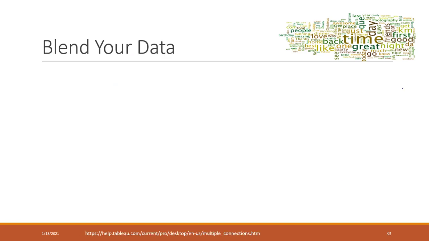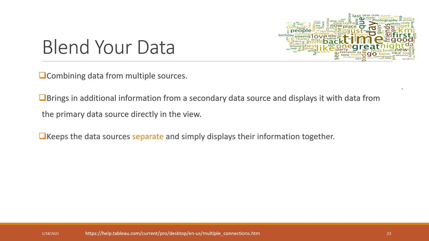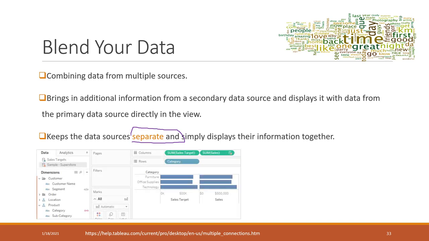Okay, blending the data. If you want to combine data from multiple sources, in some scenarios you cannot join your tables or you cannot union your tables. That is the case where you can blend your tables. Normally you can blend tables from different sources, and those data are still in separate data containers. However, you can get that information together. That is called blending the data, and we'll see some examples in our future labs.